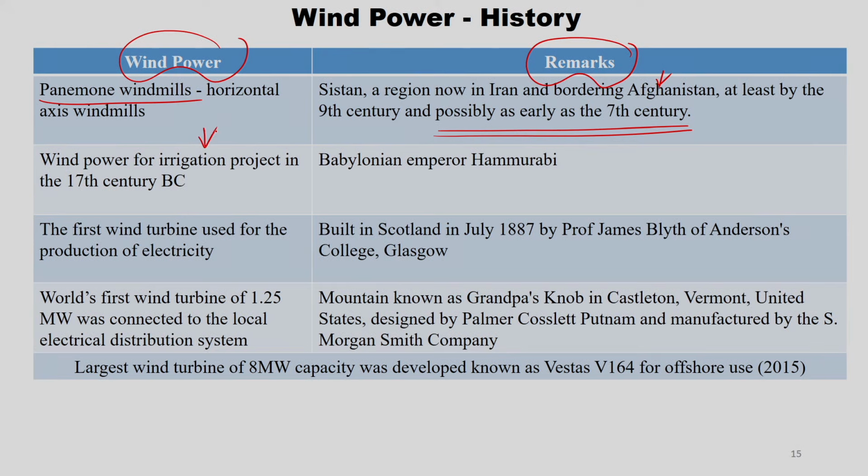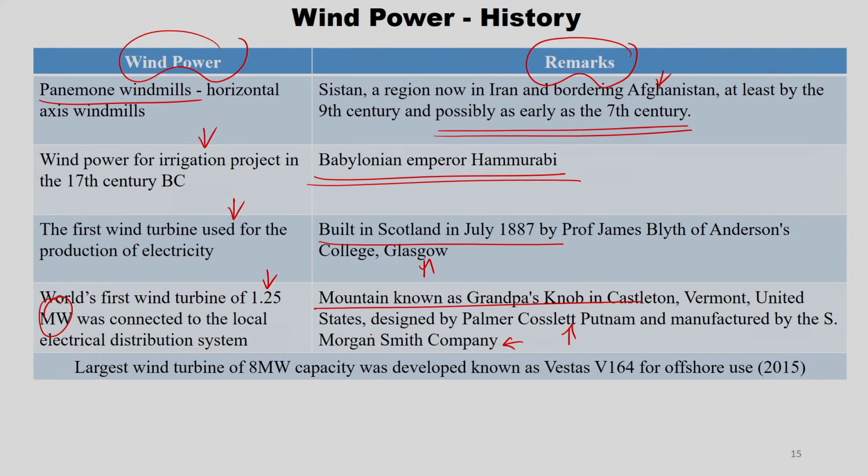Wind power for an irrigation project in the 17th century was developed by the Babylonian Emperor Hammurabi, and the first wind turbine used for the production of electricity was built in Scotland in July 1887 by Professor James Blyth of Anderson's College, Glasgow. The world's first turbine of 1.25 megawatt, and this is notable, was connected to the local electrical distribution system. This is on a mountain known as Grandpa's Knob in Castleton, Vermont, US, designed by Palmer Cosslett Putnam and manufactured by the S. Morgan Smith Company.